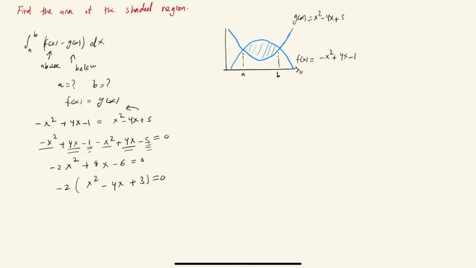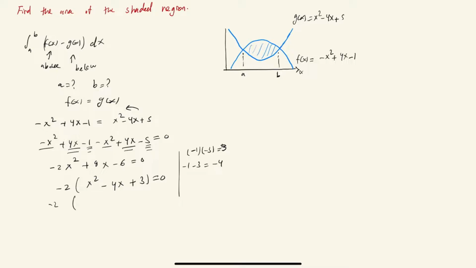Now what I want to do is find two numbers that, when I multiply them, result in the third term, which is 3, and when I add them, result in minus 4, which is the middle term. These two numbers are going to be minus 1 and minus 3. Again, when I multiply these two, it equals 3, and when I add them, it results in minus 4.